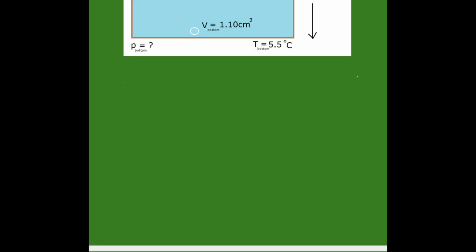So the ideal gas equation, so let's do it at the bottom. So we've got pressure at the bottom times the volume at the bottom is equal to the number of moles at the bottom times the gas constant times temperature at the bottom.